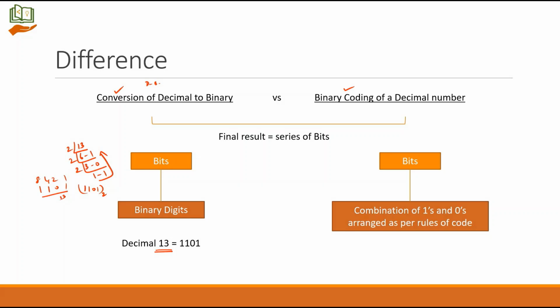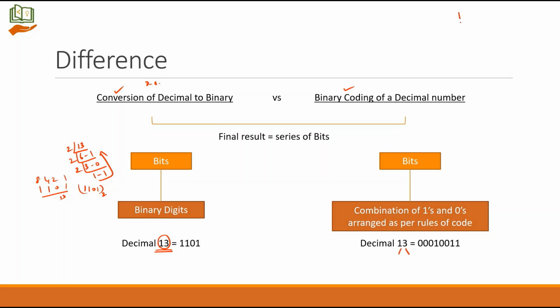Here we are converting into a binary number where binary digits are involved. What about the bits in binary coding? So this 13 is 13 together here, but here it is 1 and 3.